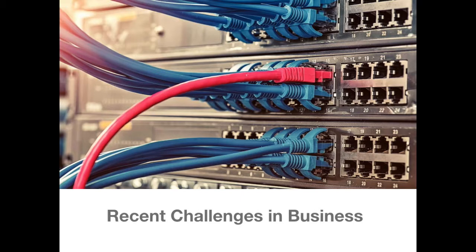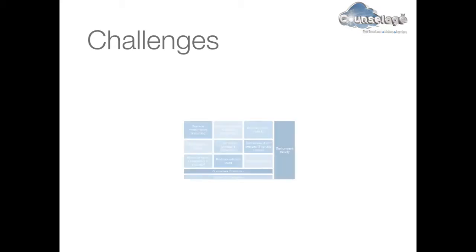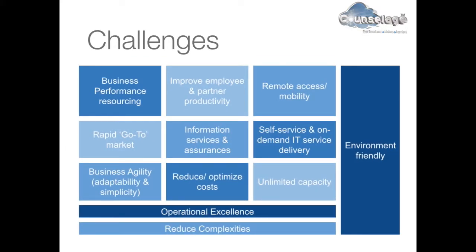To begin with, let's first try to understand what today's business environment is like and what are the challenges faced by the companies. Today, if we move around in the business world, we see that the term VUCA is making waves in the business world. This means that the business environment is volatile, uncertain, complex, and ambiguous. And in such an environment, companies are facing multiple challenges. These challenges can vary from operational excellence, reduced costs, unlimited capacity, rapid go-to-market strategy, and sometimes even being environmentally friendly can be a big challenge.